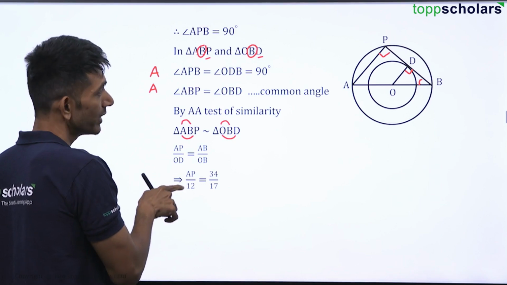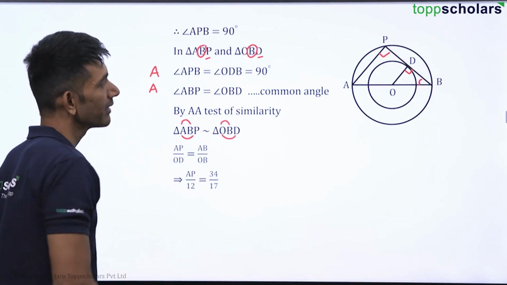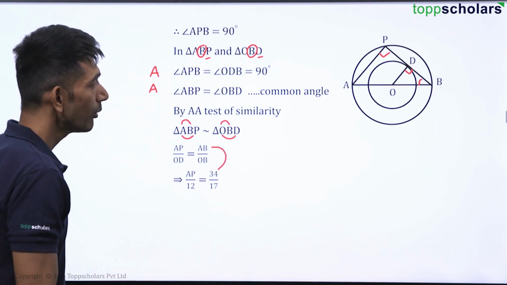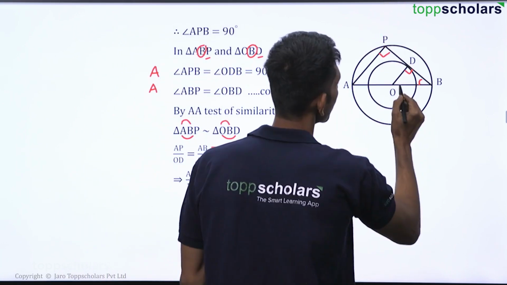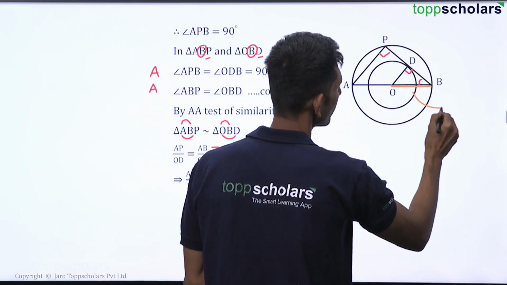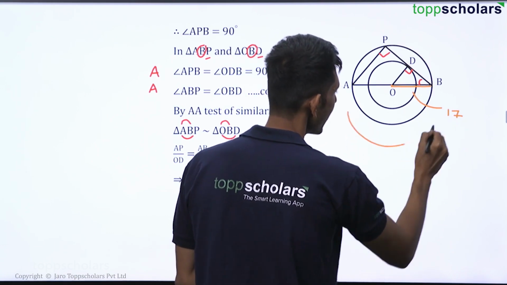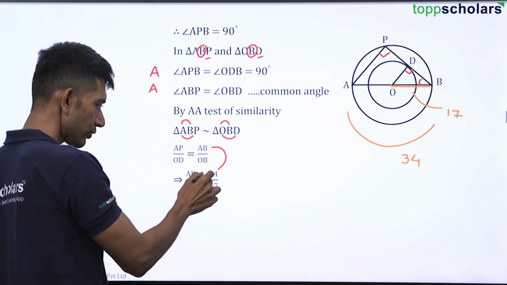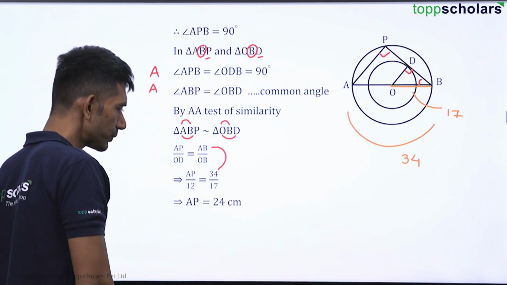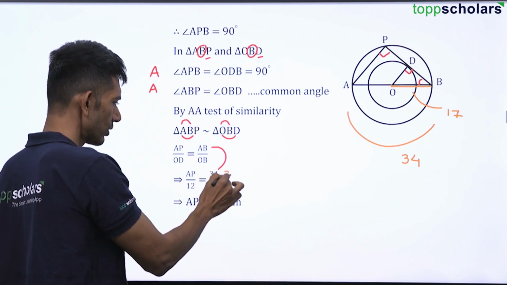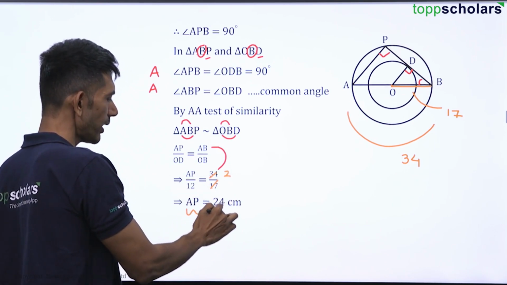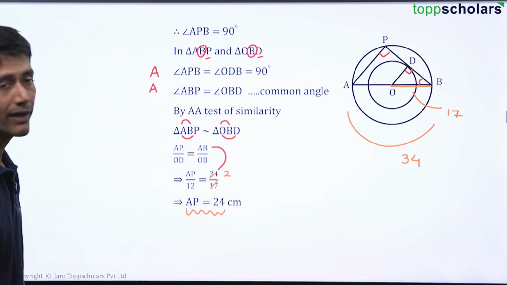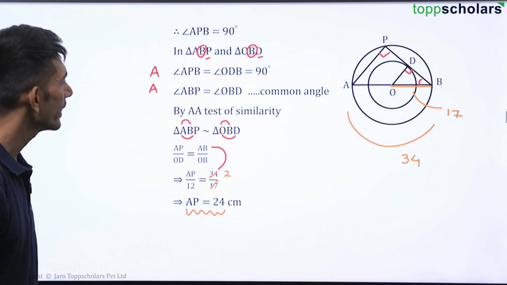Now AP by OD, OD is already 12, AB, how much is AB? AB is 34. Okay, how did we get this as 34? Because what is the radius of the bigger circle? The radius of the bigger circle is 17. So AB is the diameter. Diameter will be double of 17, that is 34. Correct? So this becomes AP by 12 is equal to 2. So 12 twos are 24. So AP is equal to 24 centimeters. That's it. Correct? So we got the value of AP. The value of AP is 24 centimeters.